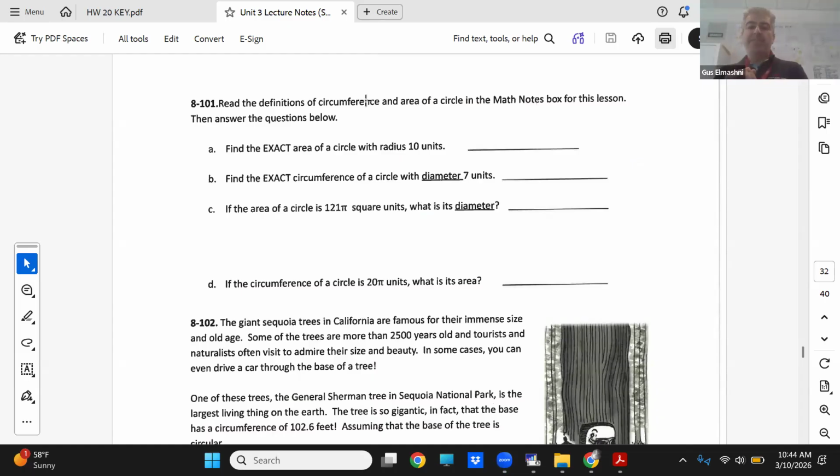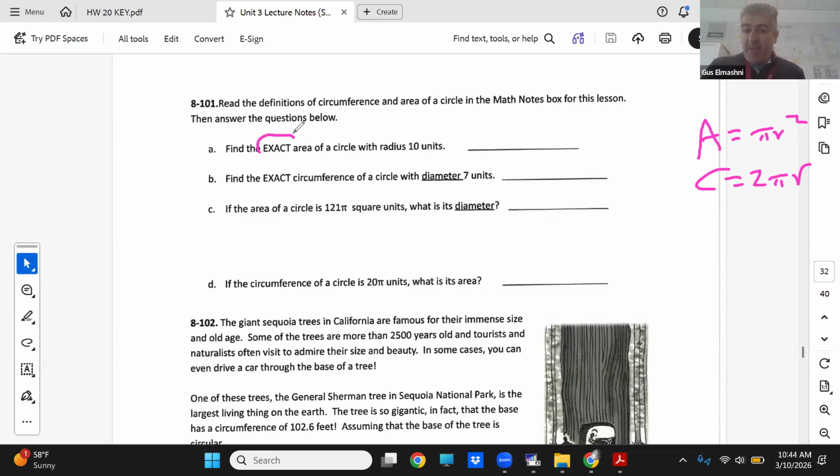All right, let's get going, guys. So 8101. Okay, let's get to work. 8101. Read the definitions of circumference and area in the math notes box for this lesson. We know the formulas. I'll write the formulas up for you guys. So area, we know it's pi r squared, right? Circumference is 2 pi r.